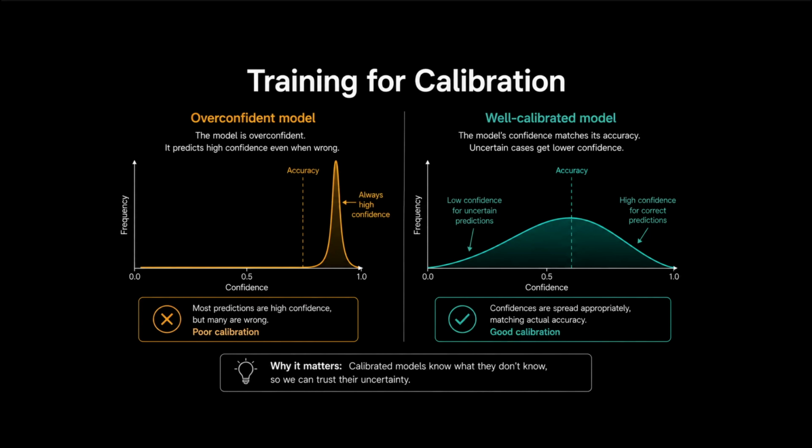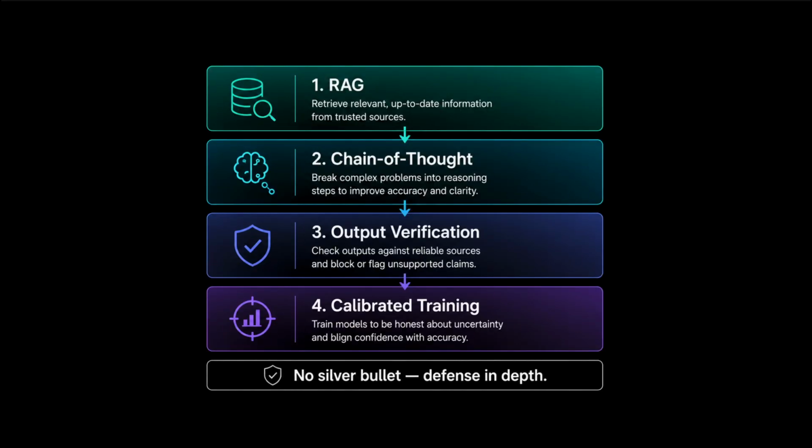Let me wrap this up with what actually works in production and where this is all heading. Here's the honest truth: hallucination is not a solved problem. No one has fully cracked it. The best production systems combine multiple of these techniques: RAG for grounding, chain of thought for reasoning, verification layers for high-stakes outputs, and better calibrated base models.